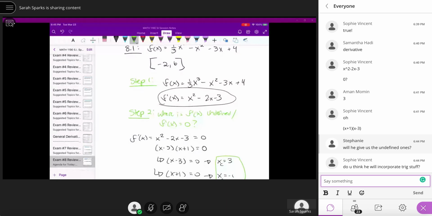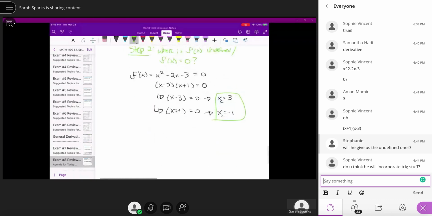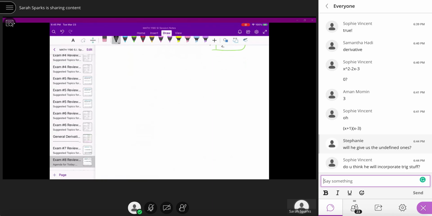I would prepare the simple trig ones like sine, cosine, maybe tangent. So I would know those values for sure. And I've talked about how you can double check yourself on the calculator too, to make sure you're correct. So if anyone needs a refresher on that, I can always go over that with y'all later.